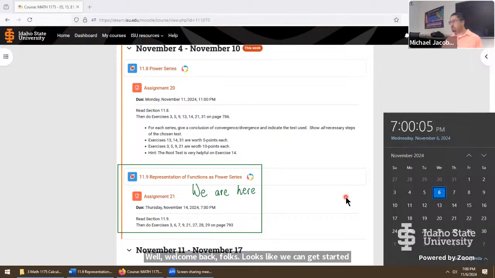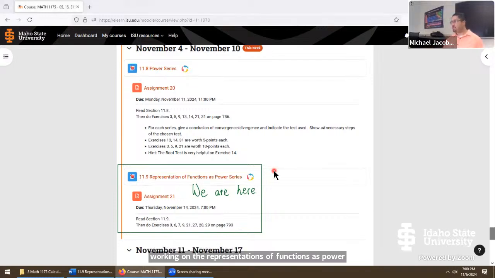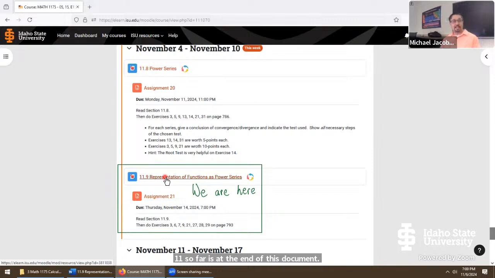For today's class, we're pretty much just going to get through section 11.9, working on the representations of functions as power series. And it'll be a pretty interesting section because now we're starting to see how all this comes together. We'll be able to differentiate power series, integrate power series, and some of the biggest punchlines to all the stuff we've been doing in chapter 11 so far is at the end of this document. There's more exciting stuff once we finally get to the Taylor series and Maclaurin series, but this is getting us pretty close to that goal.